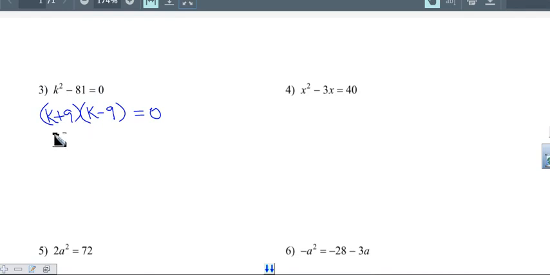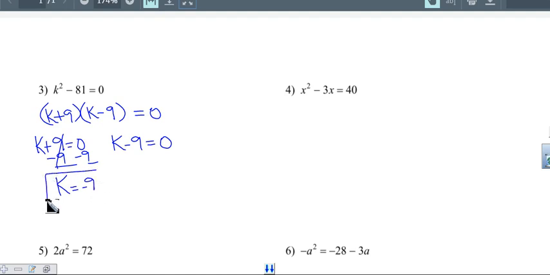Now that I've factored, I'm going to solve. Take each parentheses and set it equal to 0. In the first equation, I have a positive 9. I'm adding, so I will subtract 9 from both sides, and that gives me k equals negative 9. In the second equation, I'm subtracting. The opposite operation would be to add 9 to both sides. Final answer is k equals 9.